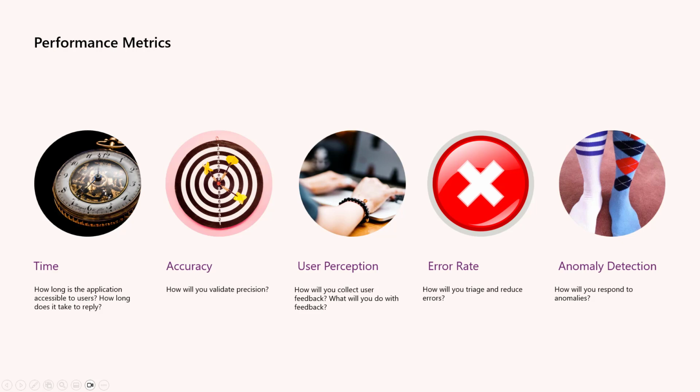Another consideration is user perception, and this can really come from a number of different sources. For example, surveys or user interviews or even user studies. The important thing here is what you will do with that feedback and how you will apply it and integrate it in your chat application. Another consideration is error rate, or how often the model makes mistakes in understanding or its output. And finally, anomaly detection, or identifying unusual patterns that don't conform to expected behavior. One of the things you might want to consider is how you will respond to these.